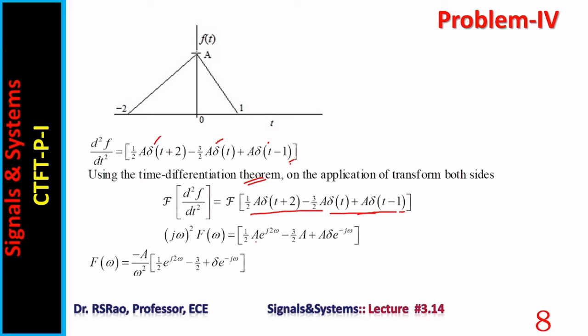They give a/2 e power j2 omega minus 3a/2 plus a delta e power minus j omega. One can take (j omega) square to the other side, and a little bit of manipulation then gives F of omega as minus a by omega square times [1/2 e power j2 omega minus 3/2 plus e power minus j omega]. Here delta need not be there.